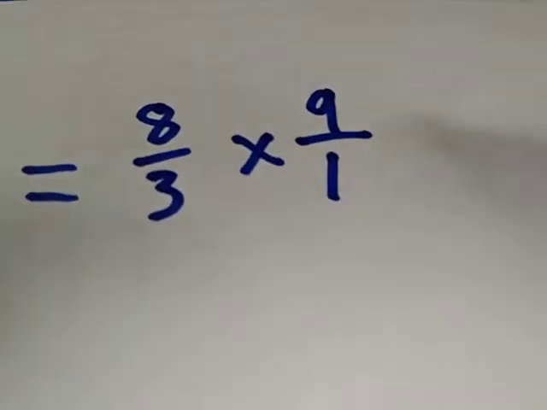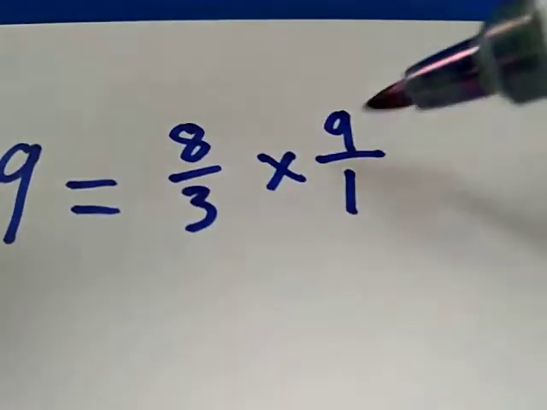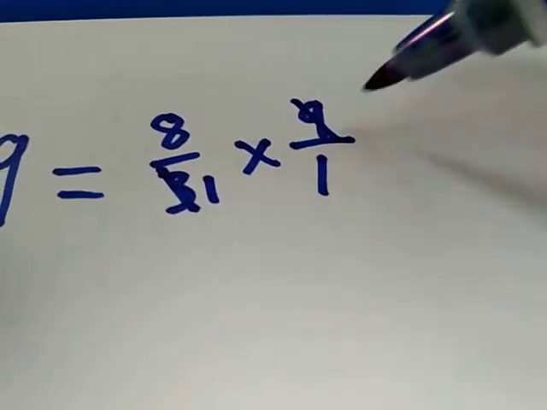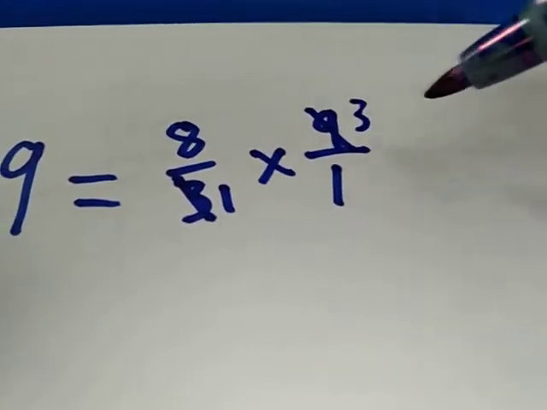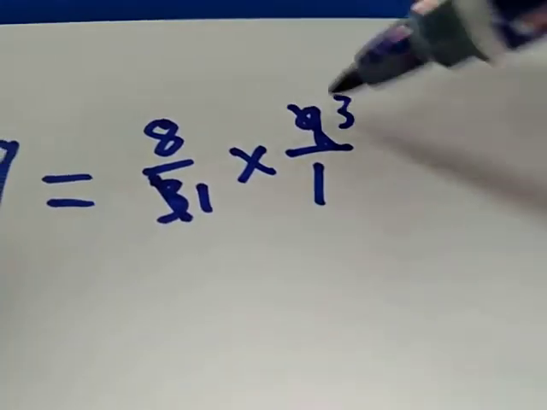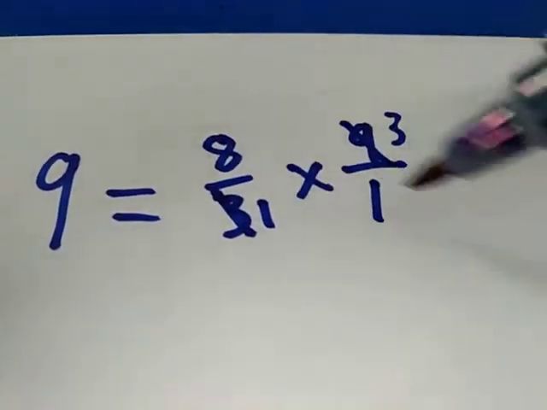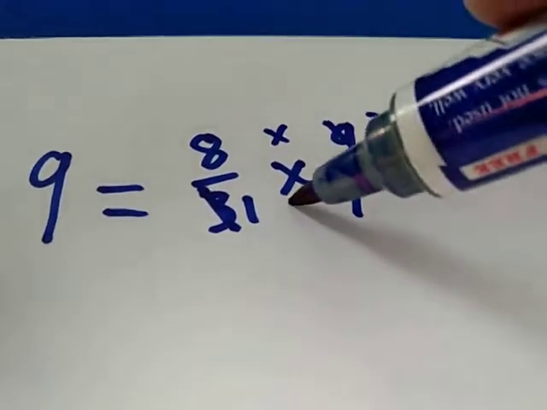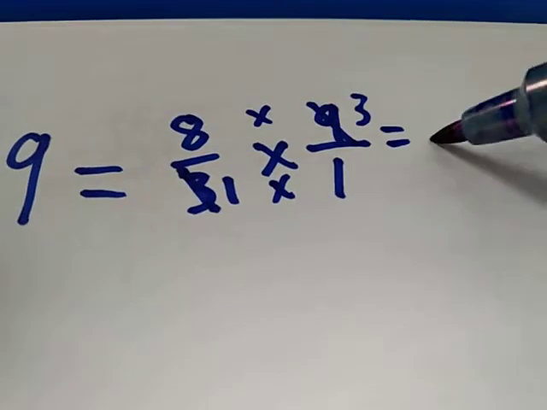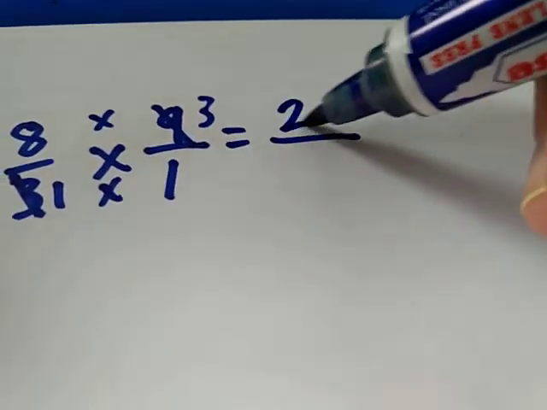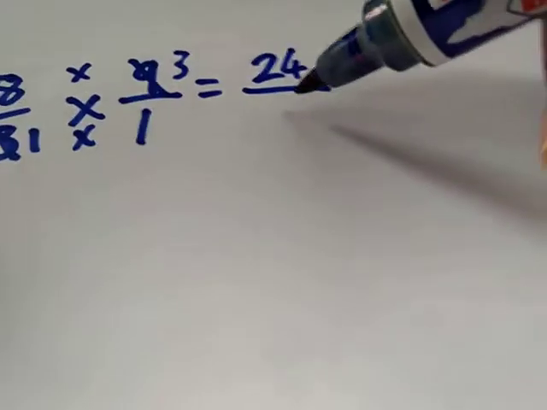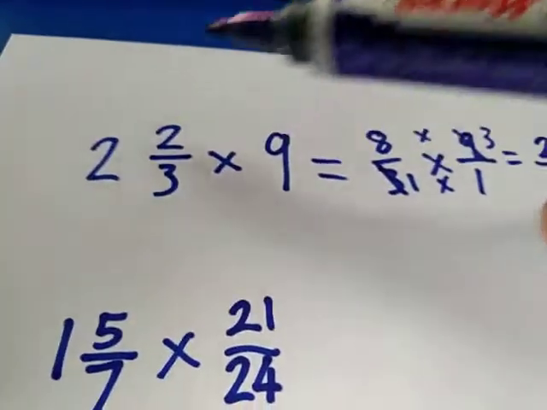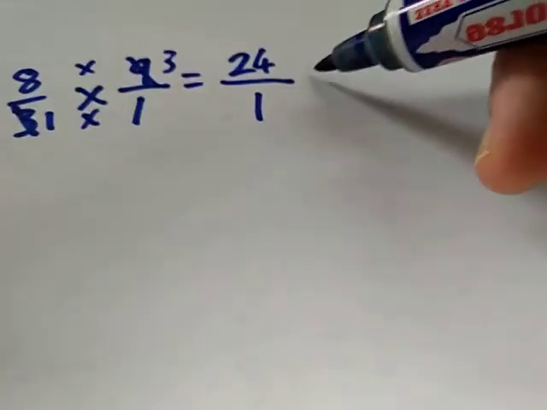Okay, and once we've got them both as fractions, we can do our cross-cutting again. So we cut our 3 into a 1, and we cut our 9 into a 3, because divide by 3, divide by 3. Good. We can't do 8 and 1, so this becomes 8 times 3 and 1 times 1, which equals 8 times 3 is 24. 1 times 1 equals 1. So 2 and 2/3 of 9 is going to give us 24.